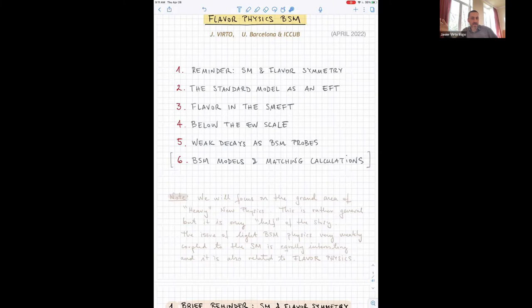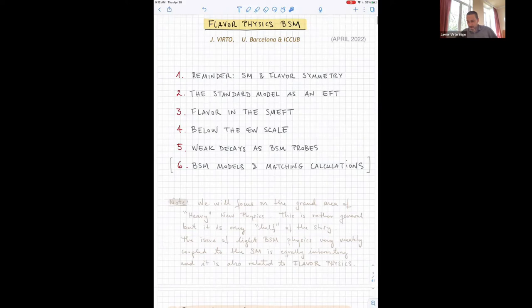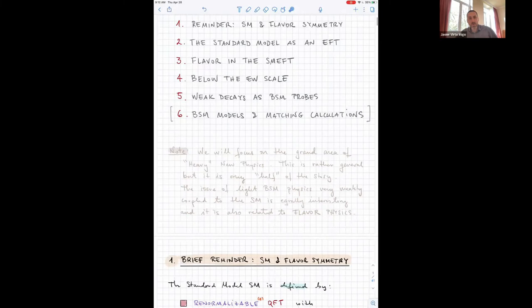There could be light new physics. You can have axions, you can have a lot of motivated new particles that are light. And flavor also has something to say about this BSM physics. So what I'm going to tell you is just half of the story, but it's the most traditional one, and it's already enough for a 4-hour course. So I will focus on heavy new physics, but you should be aware that this is only half of the story. Any questions about this? Okay.